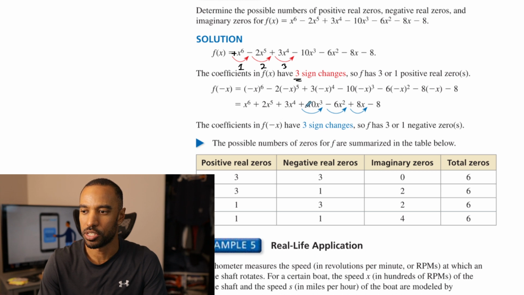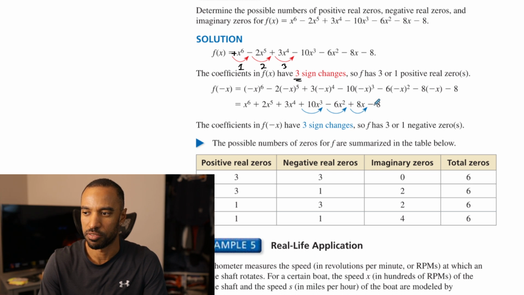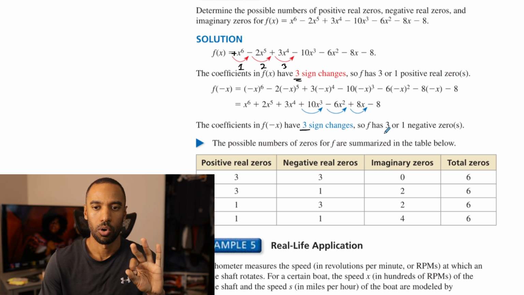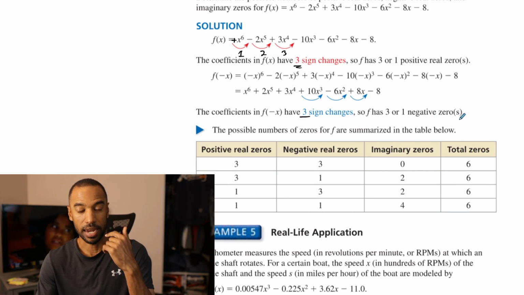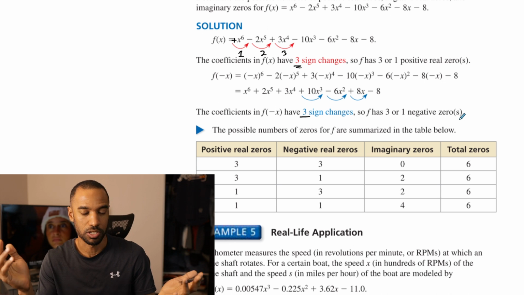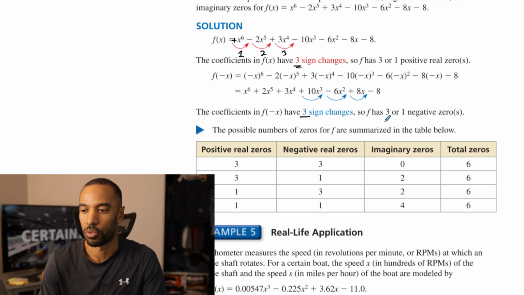So there are 3 sign changes again. These are all positive, positive, positive, positive. The first sign change from positive to negative is 1, negative to positive is 2, positive to negative is 3. So 3 sign changes means you can have up to 3 or down to 1 negative zeros. You can't have 0 of them, in this case apparently. You can't have 2. You can't have more than 3.